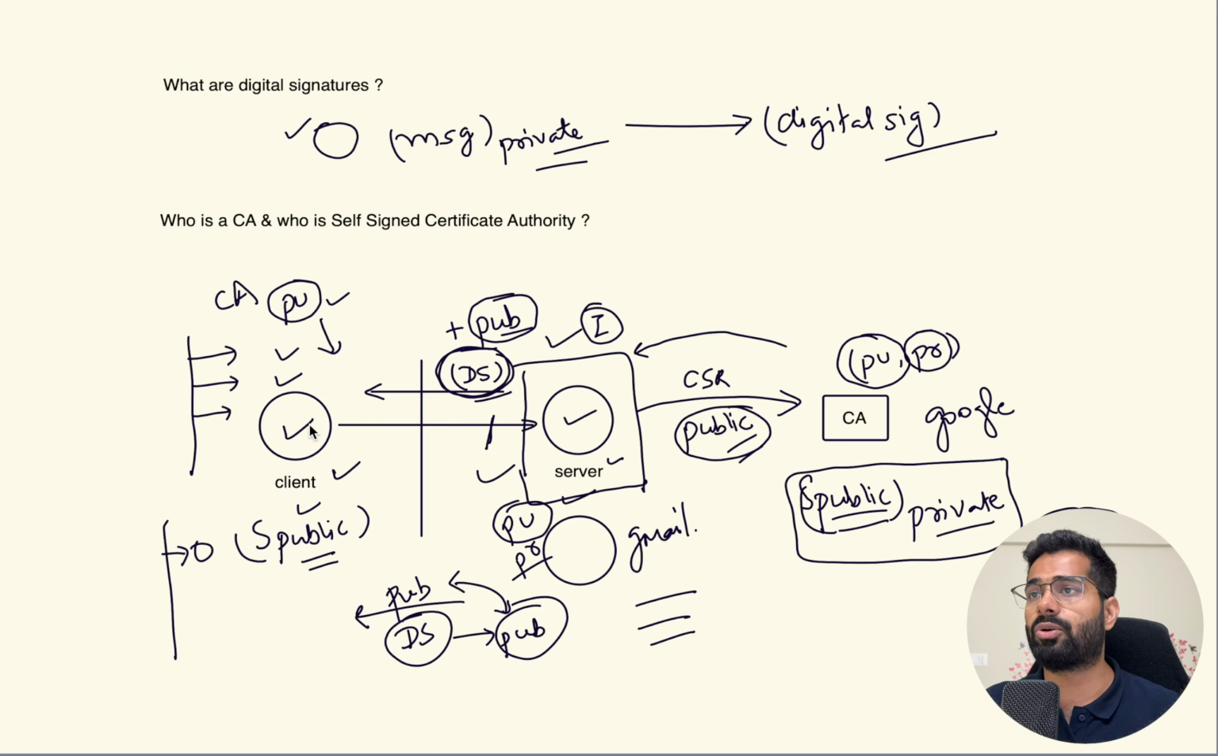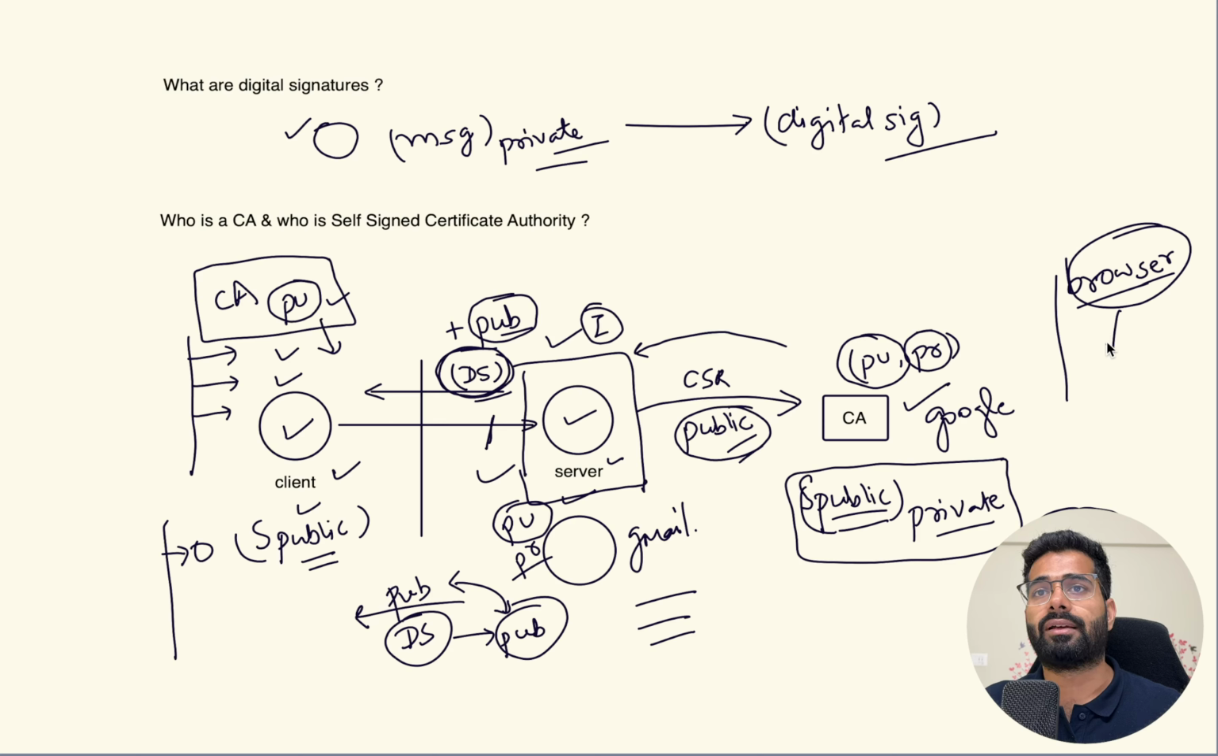Then what is expected of the client? The client should be aware of the certificate authority's public key. Since there are a limited number of certificate authorities in the world, whenever a browser is shipped, it needs to have the certificate authorities' public keys.